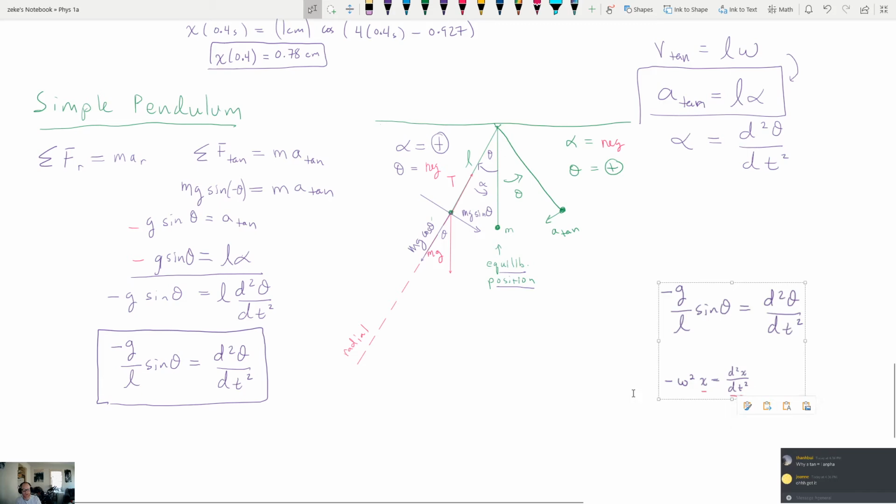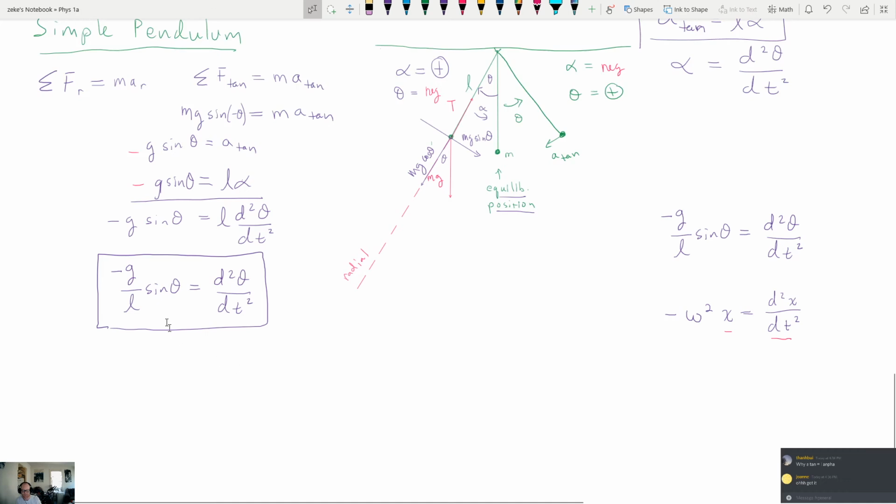If we compare these two equations, they are very similar to each other in the sense that we have a function theta, we have a function x, there's a negative sign, there's the second derivative, and there's this quantity that shows up in front right here, right? The main difference is that this is a sine function as opposed to just x. And that makes this much trickier to solve as a differential equation. So what we're going to do is force this to look like this by doing what's called the small angle approximation. You're going to see this show up more than once in physics.